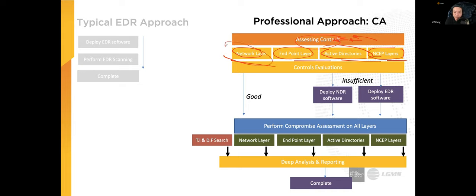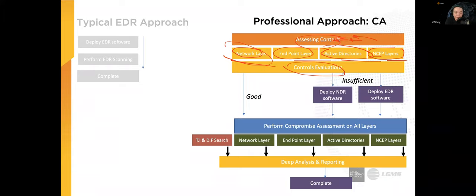Looking at the network layer, we see whether the network NDR and your IPS, intrusion prevention systems, are configured properly or not. Are they capturing the right direction, and have they captured enough details or not? We even go to the point of inspecting whether your vendor has deployed the correct configuration settings for you or not. This is something we'll be checking to ensure that everything is thorough, so that the hackers can no longer hide within your organization.